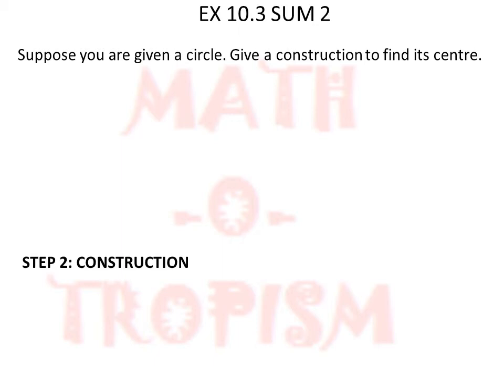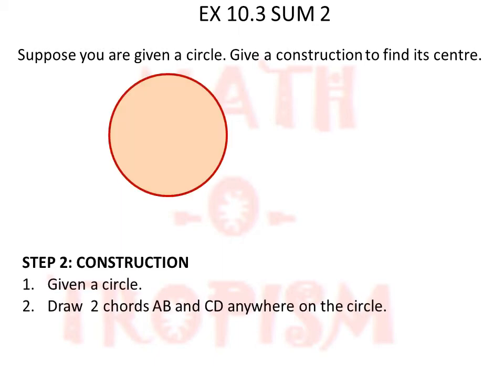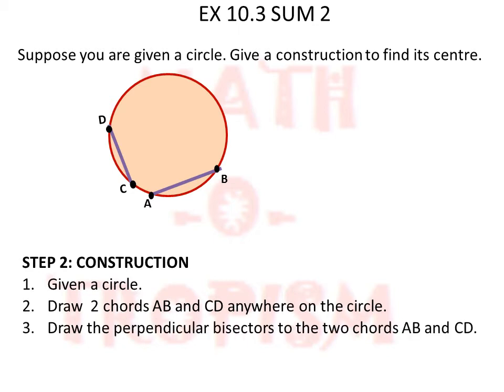Now how do we go about the construction? So given a circle, first I am going to draw AB and CD, the two chords anywhere on the circle. I am not bothered about their lengths. I just see that 2 points on the extreme on the outline of the circle are touched. That's it. I am going to draw perpendicular bisectors to AB and CD.